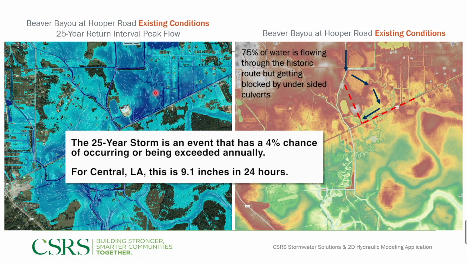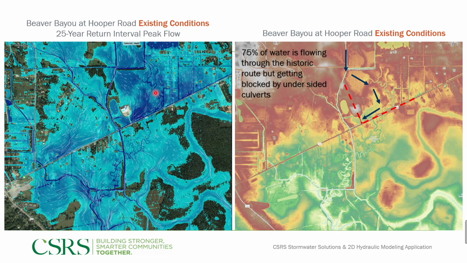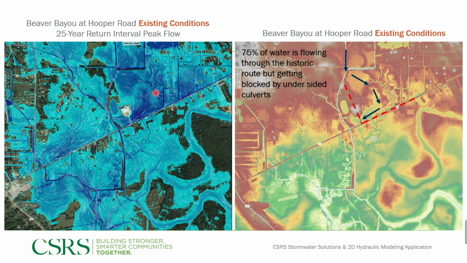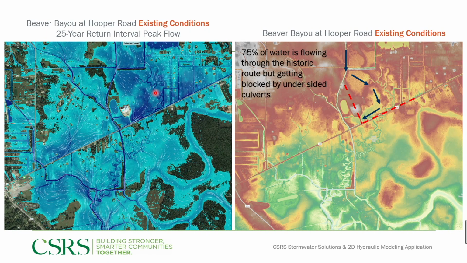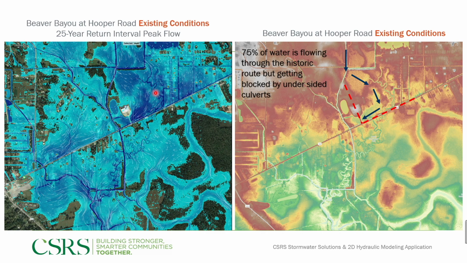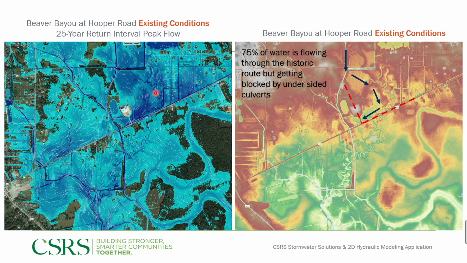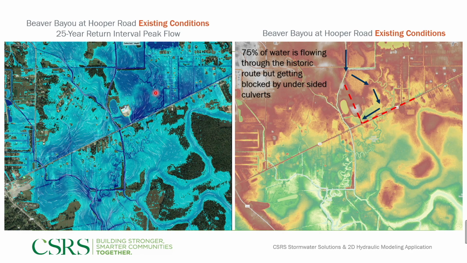However, when they built the roadway, they didn't account for this. They knew water was flowing across here because there's a small channel, but they didn't assume that 75% of the bayou was going to have to come across the roadway at this point. So it backs up and we can see those dark blues up here.